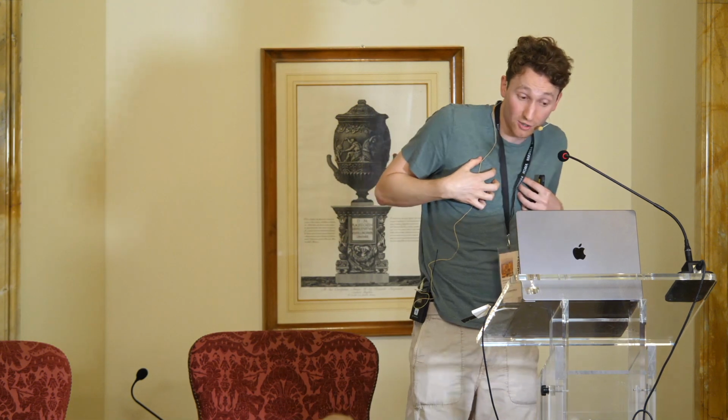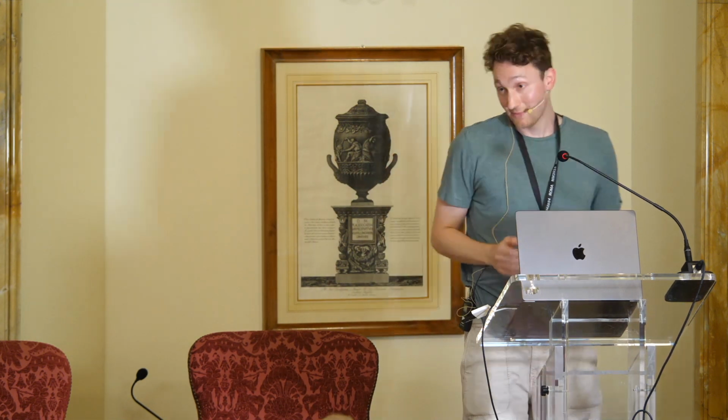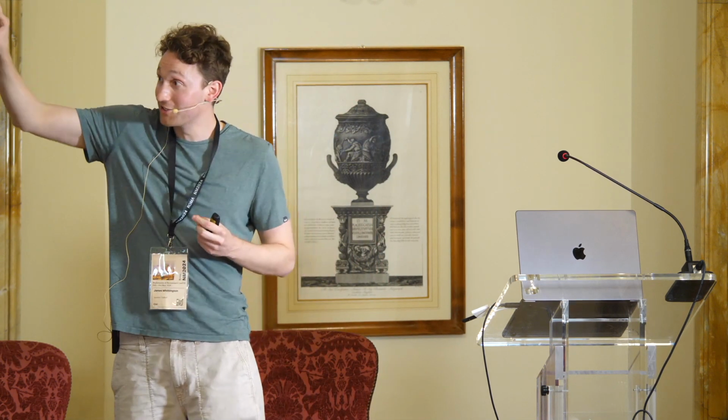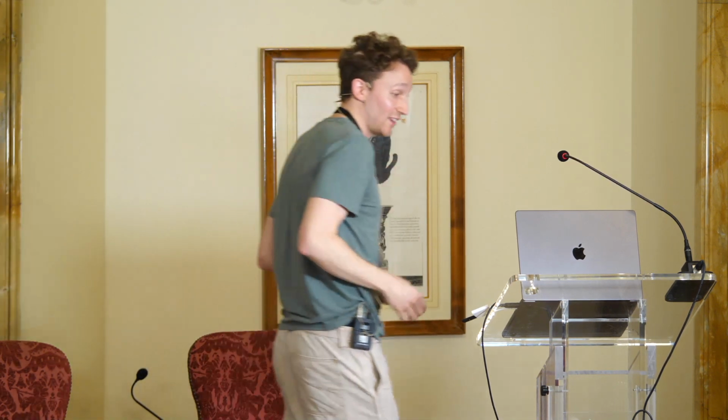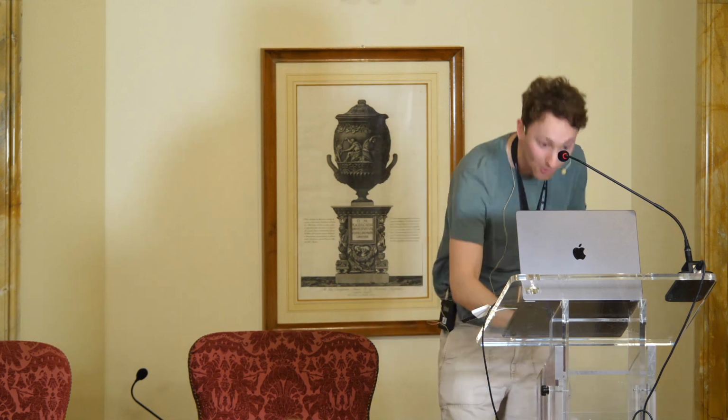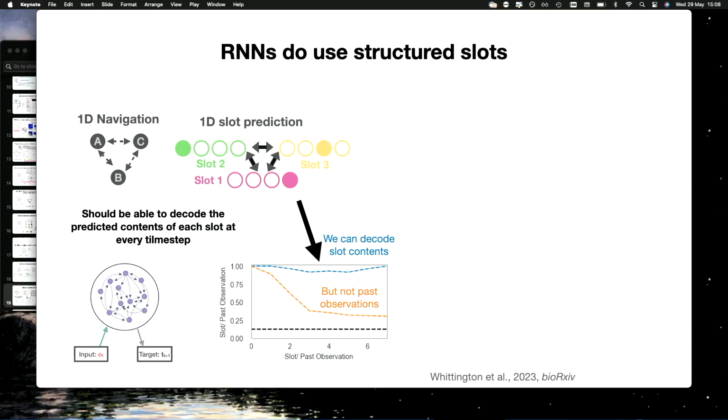So I can train that decoder for each slot. If the RNN really had learned this slot model, then I would be able to decode these things. And it turns out you can. That's what the blue line is. In the RNN, you can decode the predicted contents of every slot. I should say the RNNs don't just represent past observations, because you can't decode that. That's the orange line. But they really represent it in this very structured slot way. That's the blue line.